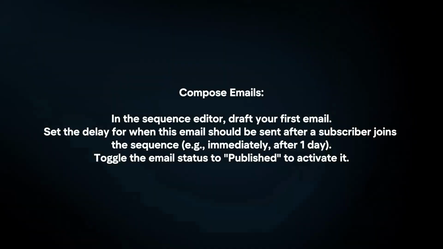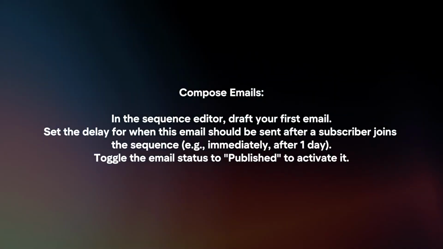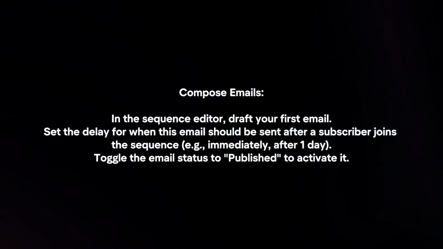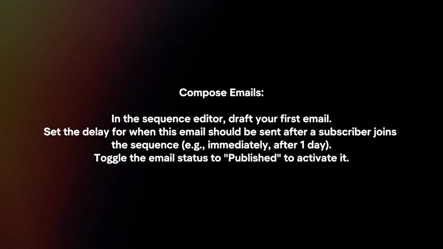Compose emails. In the sequence editor, draft your first email. Set the delay for when this email should be sent after a subscriber joins the sequence. Toggle the email status to publish to activate it.